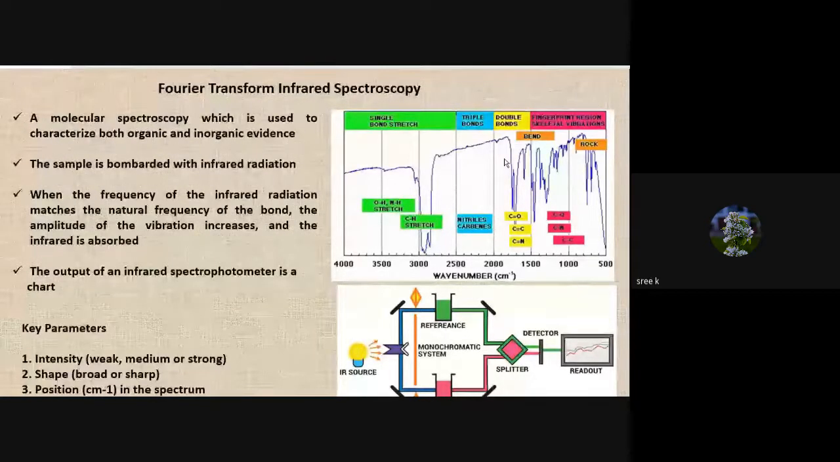You can observe many other peaks, like double bonds, triple bonds, and different types of bending spectra, which directly or indirectly relate to the molecule. Sometimes it is not direct. So this is how the FTIR technique is used.